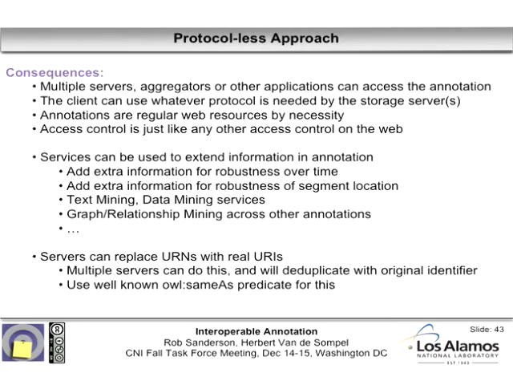There are some obvious consequences of this. So multiple servers or aggregators or applications can all access your annotation. It's just a resource on the web, like any other resource. The client then uses whatever protocol is required by the storage server. So that could be just an HTTP push. You could use SCP to push it to your personal web server. You could use Twitter to tweet it. You could put it on a blog. You could do whatever.